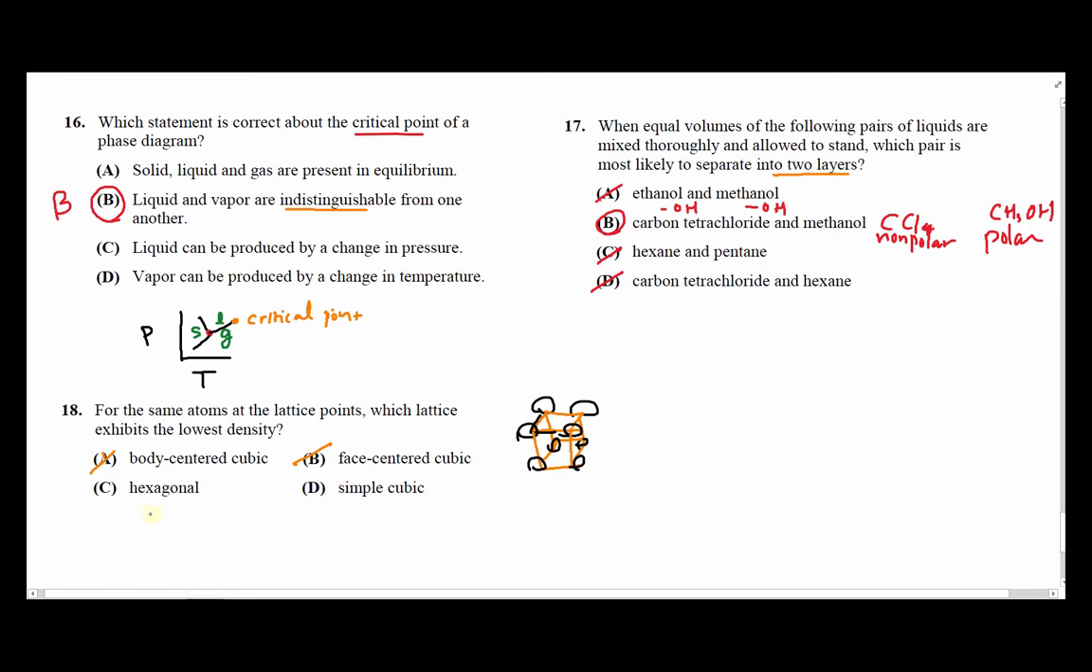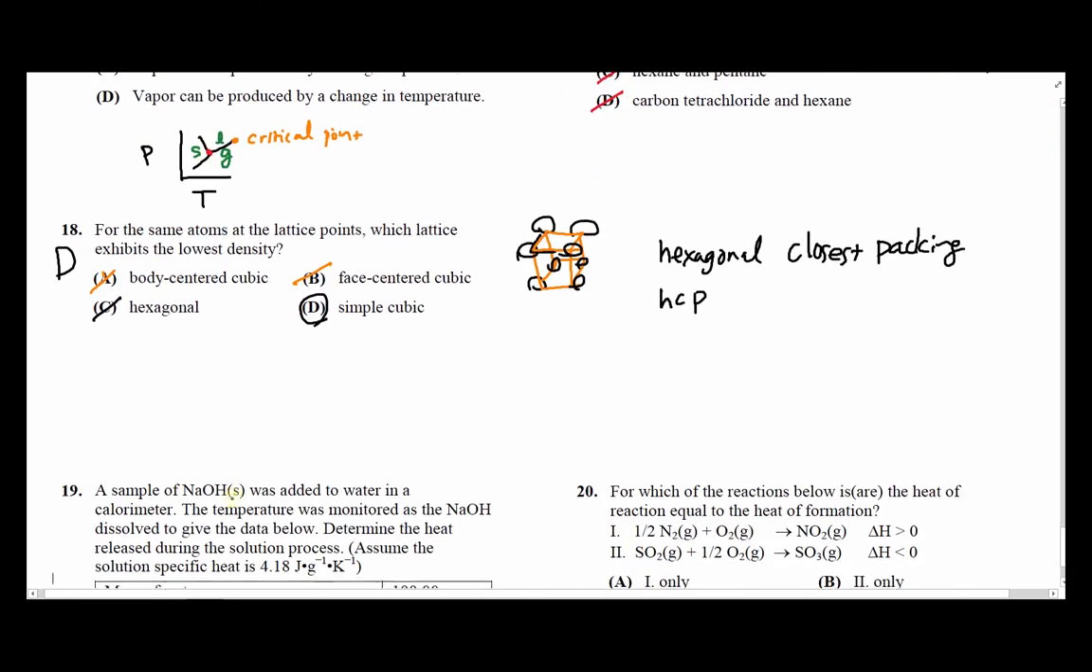Now the hexagonal can be confusing because that's more the closest packing concept. Hexagonal, and you will see HCP, meaning hexagonal closest packing. As the name implies, this is to minimize the space between neighboring atoms, so they will be very dense. And so our best choice is to go with D, the simple cubic. Number 19.